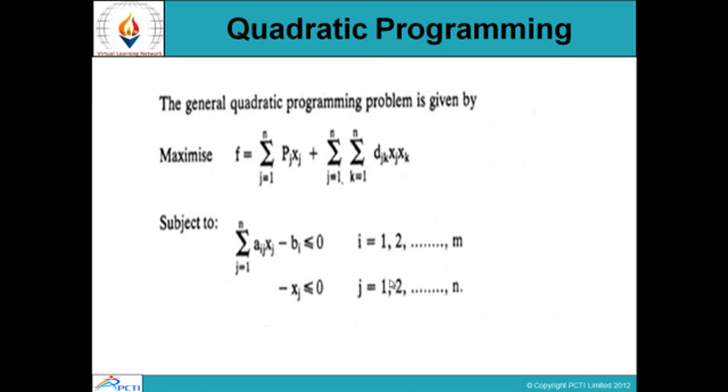Now, quadratic programming. The general quadratic programming problem is given by: maximize the function f equal to summation of j equal to 1 to n pj xj plus summation of j equal to 1 to n summation of k equal to 1 to n djk xj xk, subject to summation of j equal to 1 to n aij xj minus bi less than or equal to 0, where i equal to 1, 2, 3, 4, 5 up to m, and minus xj less than or equal to 0, where j equal to 1, 2, 3, 4, 5 up to n.